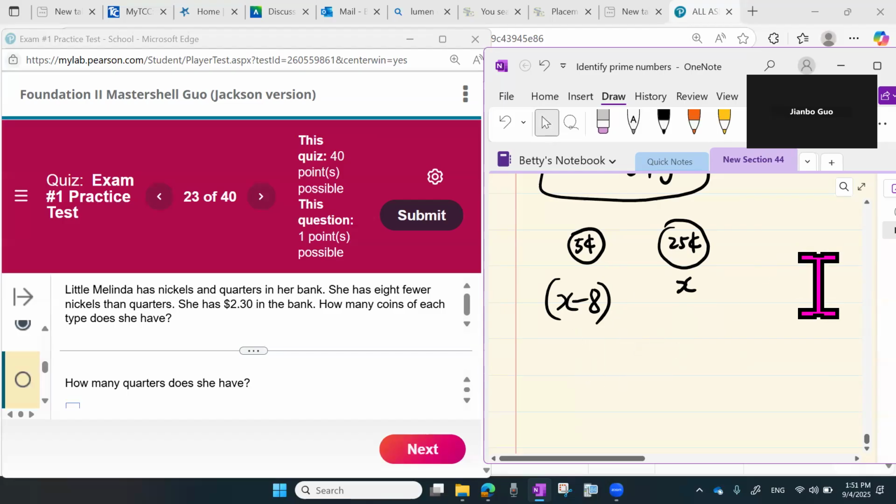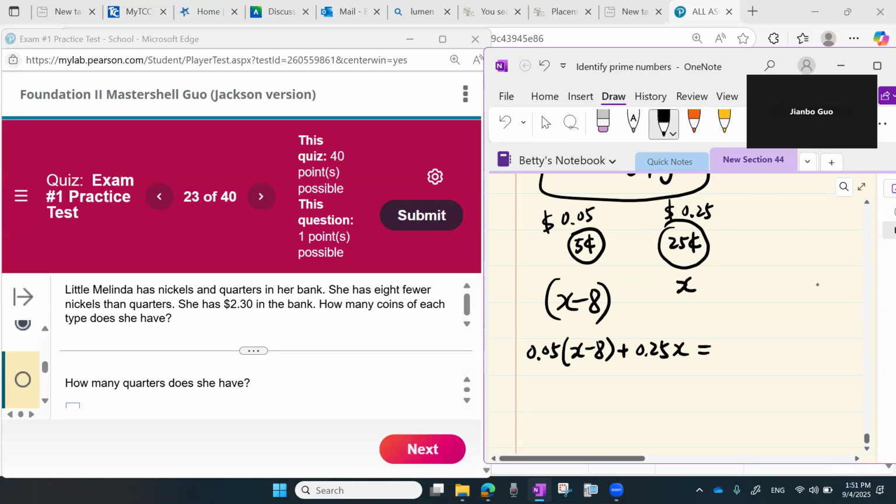We want to convert 5 cents to dollars, which is 0.05, and 25 cents to dollars, which is 0.25. We multiply the worth of 1 nickel by the number of nickels, plus the worth of a quarter multiplied by the number of quarters. The result is the total value of the money she has in the bank, which is $2.30.